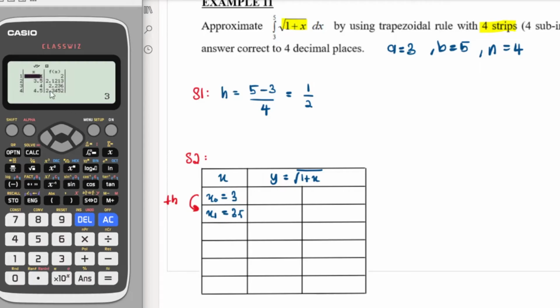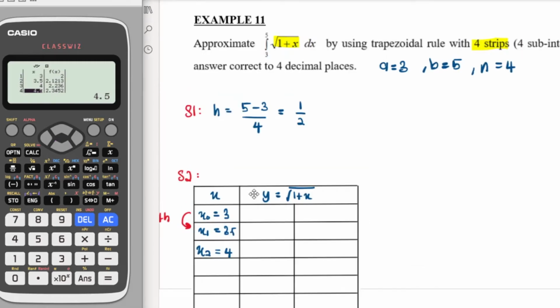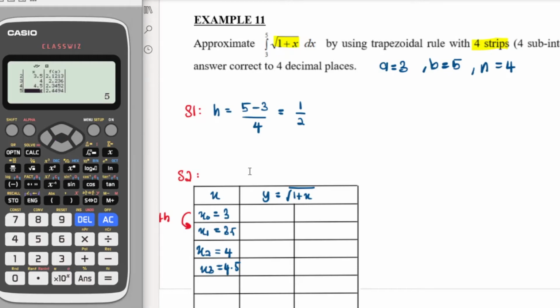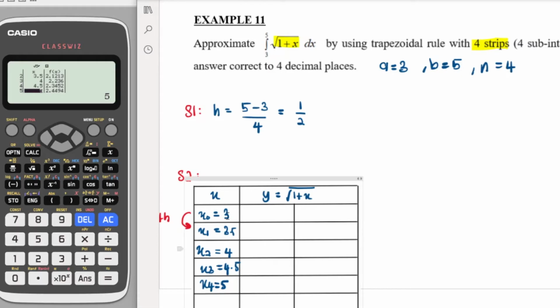So this is your value for the table. Now we have 3.5 for x1, x2 we're going to have 4, x3 is equal to 4.5, x4 is equal to 5. So this is the last one because we know we have to end with b. So start with a equals 3 and end with b, so b is equal to 5. So we know that we have to stop there.